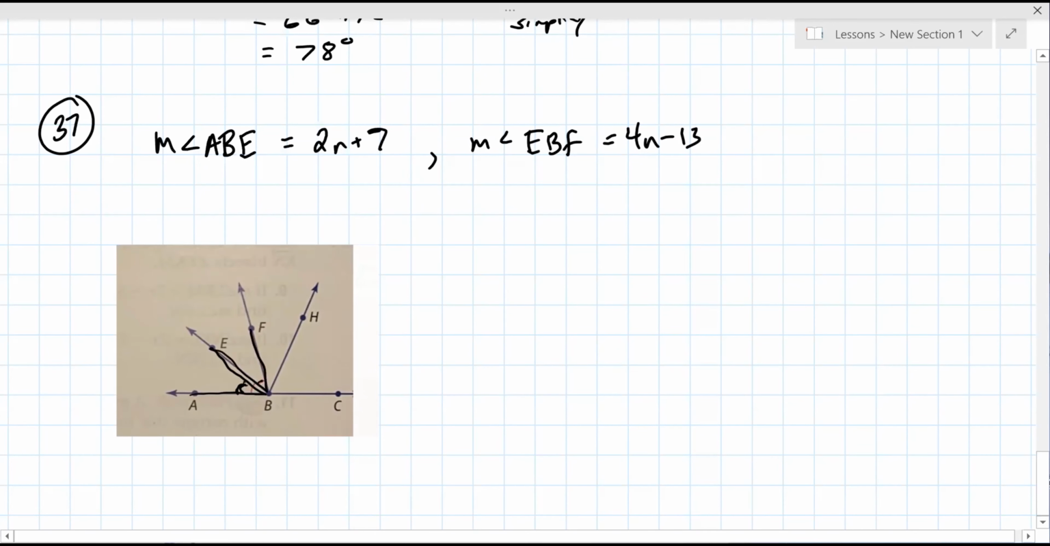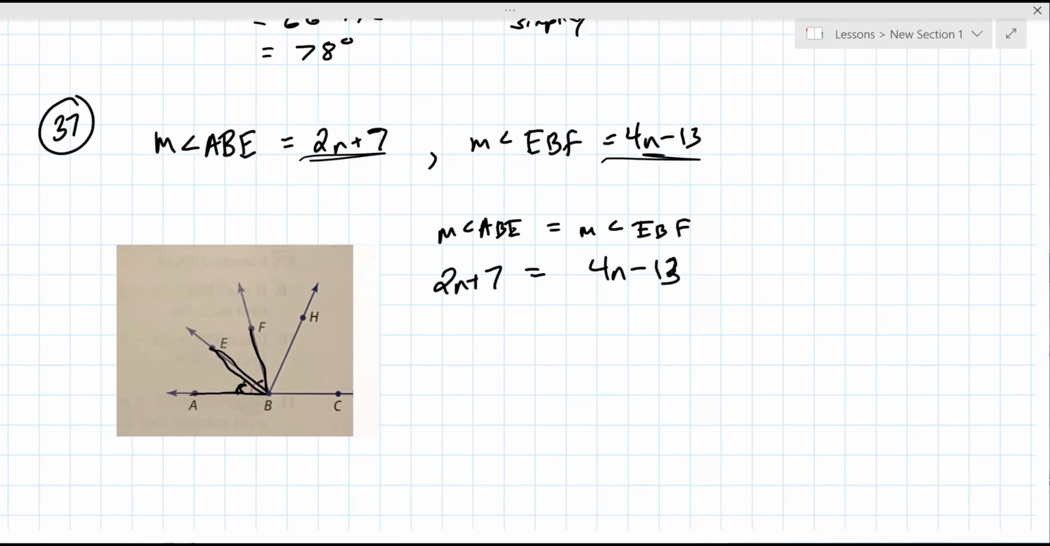But you see how there's these two red lines there that I'm now covering up in your book? That means they're the same. The measure of angle ABE is equal to the measure of angle EBF. They're exactly the same. So we take what they're equal to, 2n plus 7, and we set that equal to 4n minus 13. Is that okay?